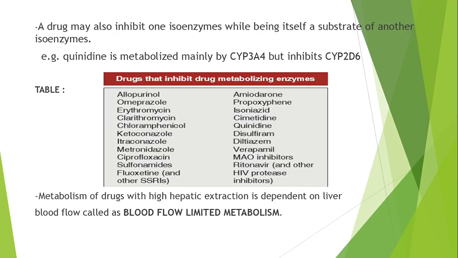Then the table shows drugs that inhibit drug metabolizing enzymes. So these drugs are allopurinol, omeprazole, erythromycin, clarithromycin, chloramphenicol, ketoconazole, itraconazole, metronidazole, ciprofloxacin, sulfonamides, fluoxetine and other SSRIs, selective serotonin reuptake inhibitors, amiodarone, propoxyphene, isoniazid, cimetidine, quinidine, disulfiram, diltiazem, verapamil, MAO inhibitors, monoamine oxidase inhibitors like selegiline, rasagiline, etc., and ritonavir and other HIV protease inhibitors.